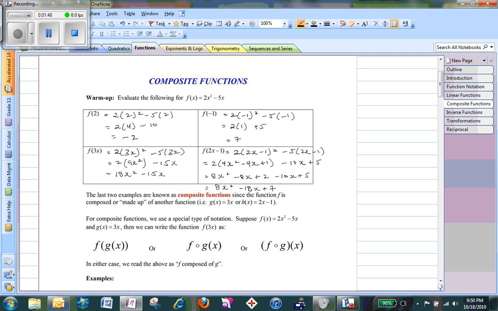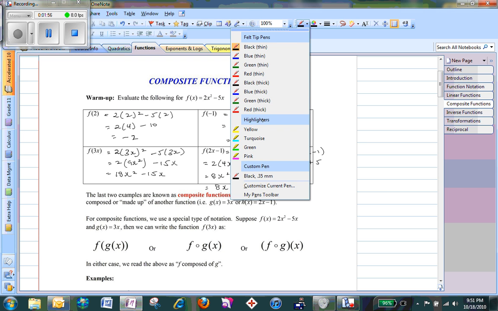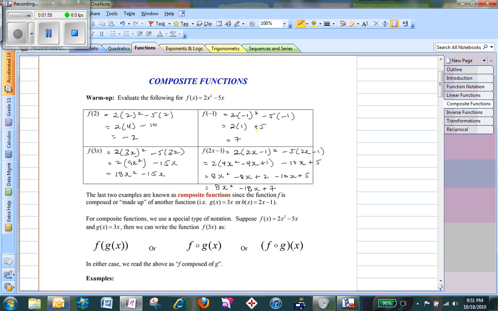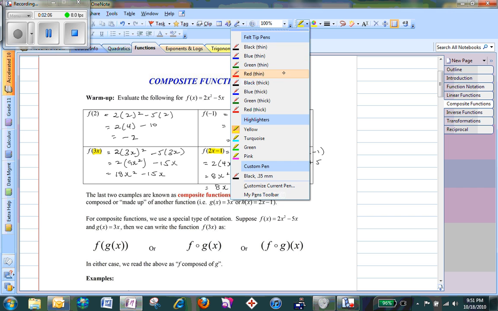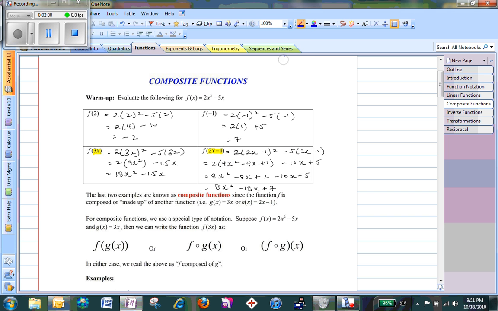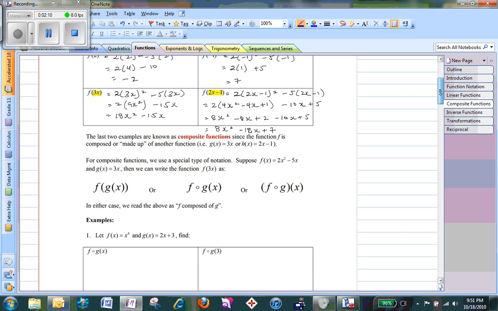Fantastic. Not so difficult. Now what if I told you that you actually just did a composite function and you didn't even know it? Well, initially, I asked you to sub in a number. In the last two questions, I actually asked you to sub in a function. A composite function is a function within a function, or a function made up of another function. So you did it, and you didn't even know.